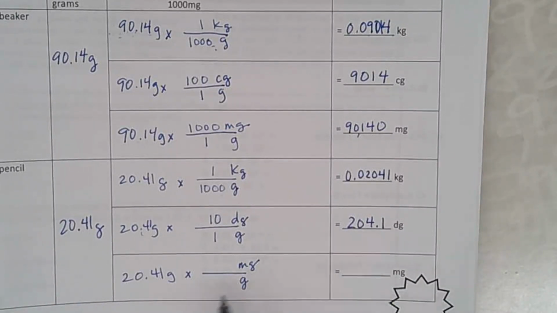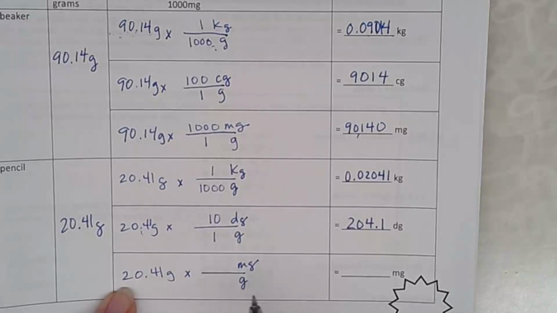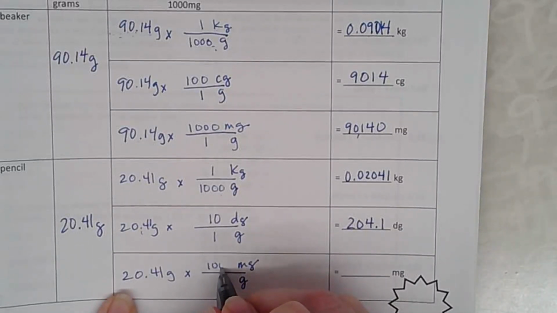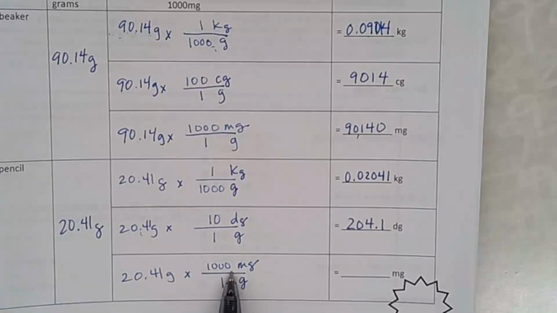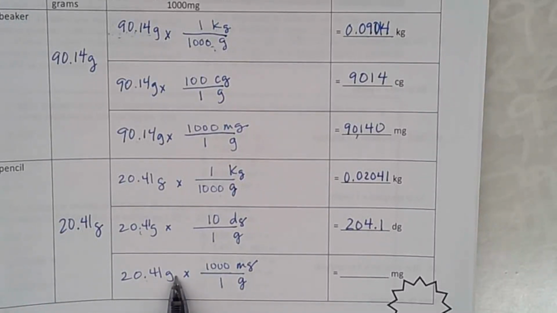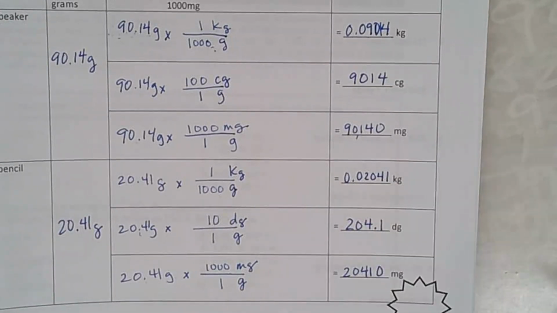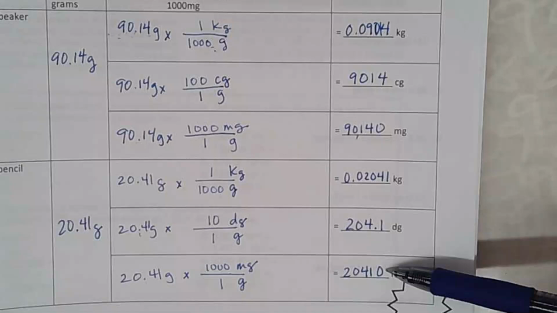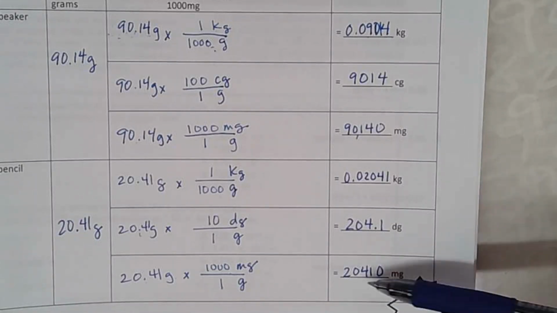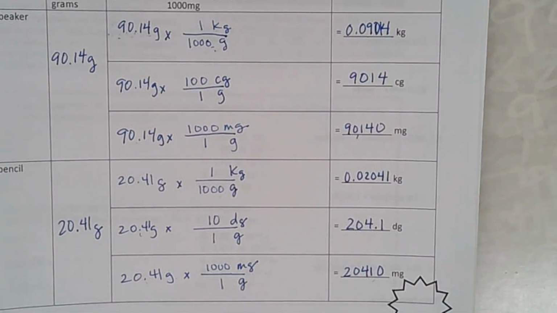And the last one is the same as up here. For every 1 gram, there's 1,000 milligrams. So I multiply by 1,000, which means I would move it over 3 times. So that would be 2041, and then I add a 0. And I can keep that 0 because it's not significant, right? There's no decimal, so these are the only 4 significant figures.